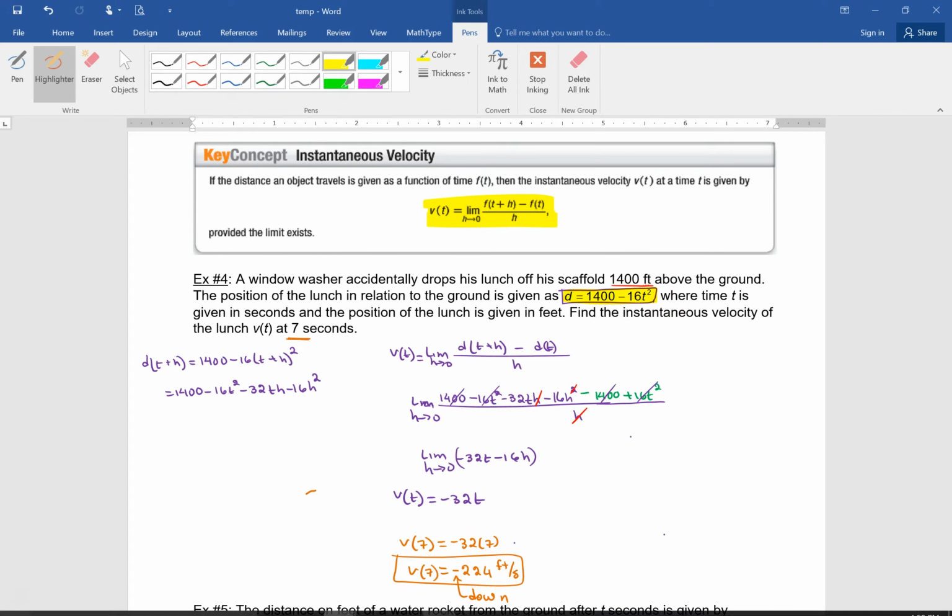Now, in the case of something being launched up, if you throw up a ball, it goes up, and then what's going to happen to it? It's going to go back down. Now, this one is just going back down with the lunch. So what is it? It's gravity, negative 16, right? It's the acceleration due to gravity. How do you know acceleration due to gravity? It's 9.8 meters per second squared. In feet, that will translate to your negative 16t squared. Okay?